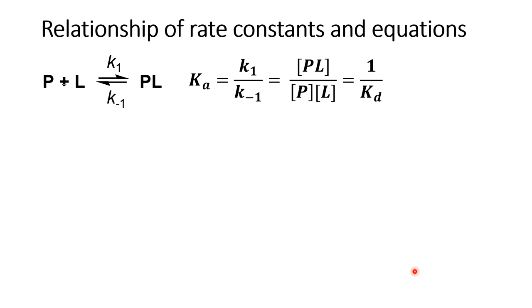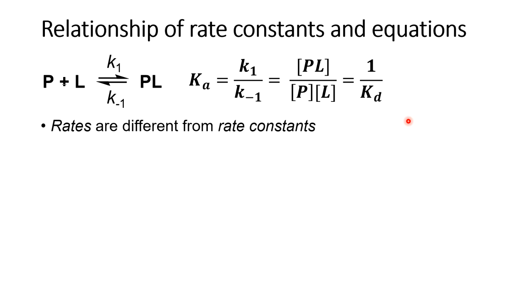Remember that for this we have the association equilibrium constant, big Ka, and that's equal to little k1 over k minus 1. We can also express this as the law of mass action, where the concentration of the protein ligand complex is over the protein concentration times the ligand concentration. And remember, as we discussed before, Ka is the inverse of Kd, the dissociation equilibrium constant.